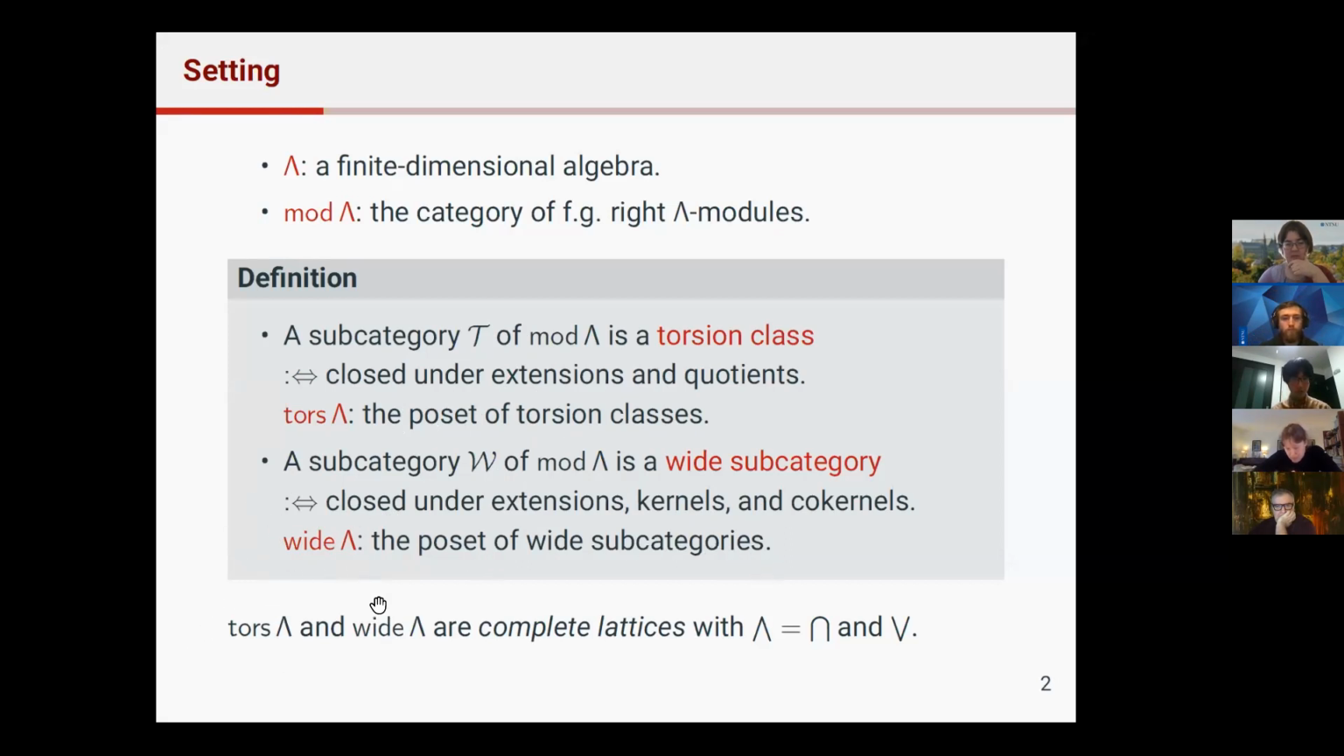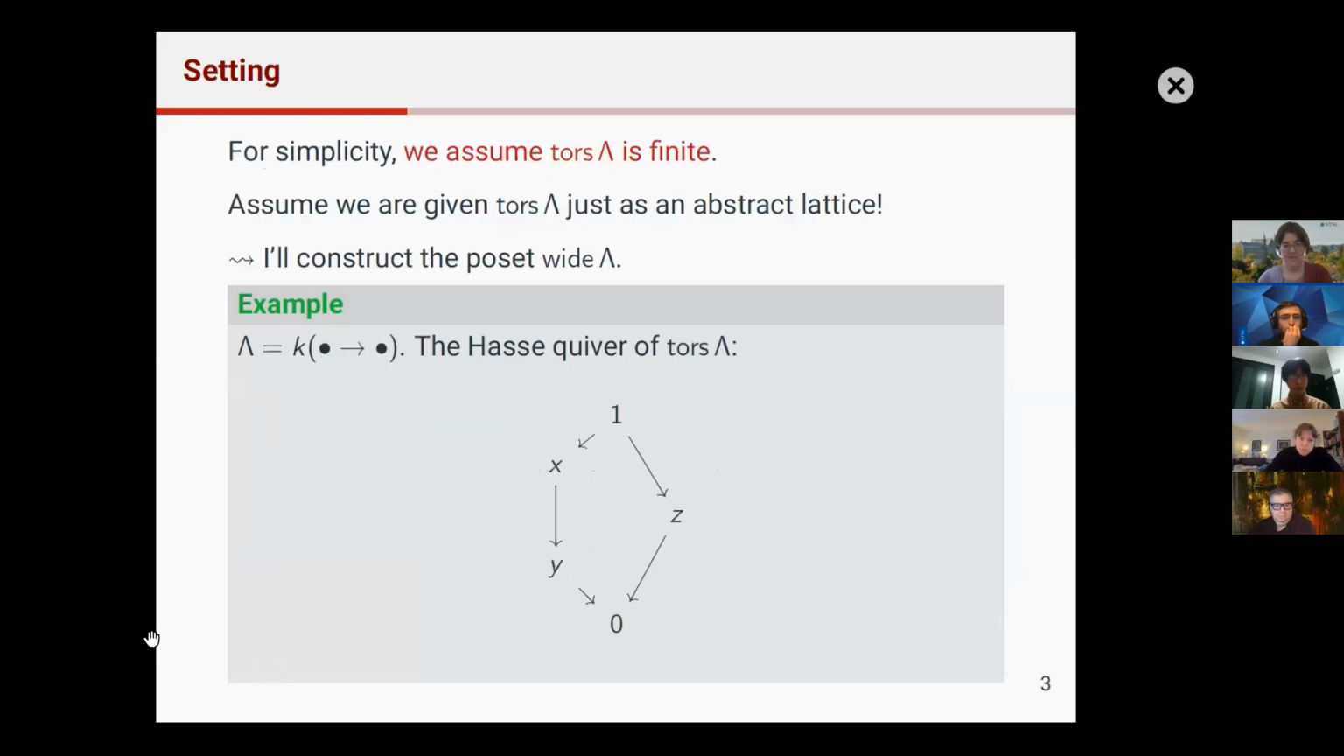And these two posets are actually complete lattices because torsion classes and wide subcategories are closed under taking intersections. So meet operation is just an intersection, and we have an extra join operation for these posets. And in today's talk, for simplicity, I assume that tors lambda is finite. Namely, lambda is tau-tilting finite algebra.